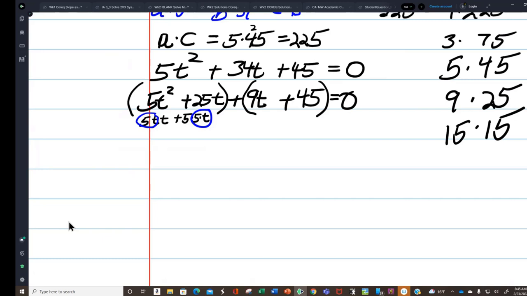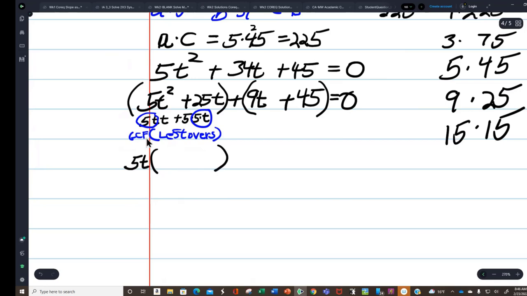So I write this in this way. You pull the GCF, that's what 5t is. You pull the GCF out to the front, leave open parentheses, and write the leftovers. Okay, so 5t is my GCF, my greatest common factor. So I write it in front. Open parentheses. And then I write the leftovers. I have a leftover t plus 5. All right, 5t times t is 5t squared. 5t times plus 5 is plus 25t. So I did that correctly.